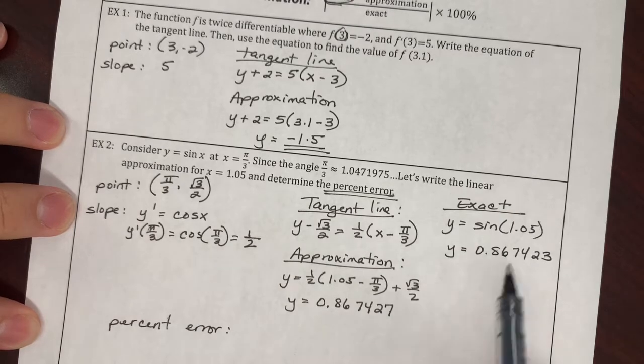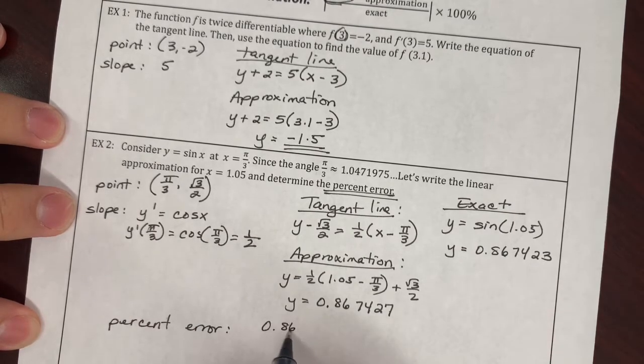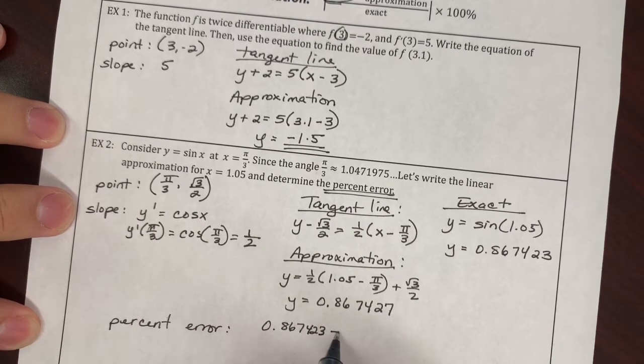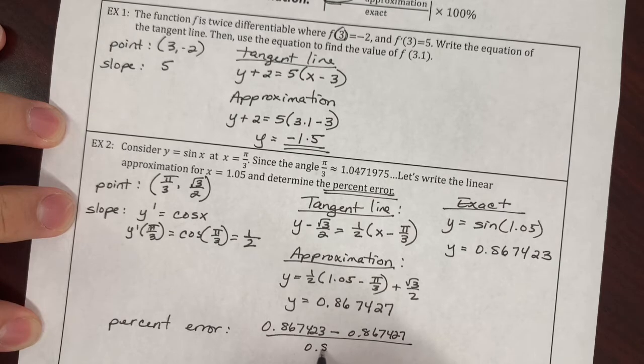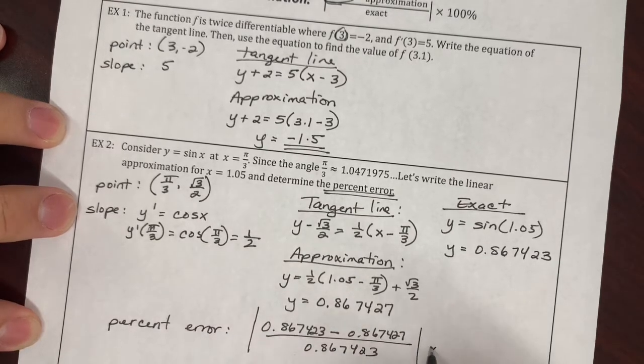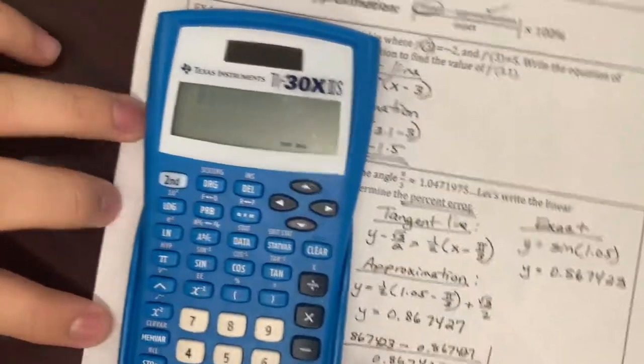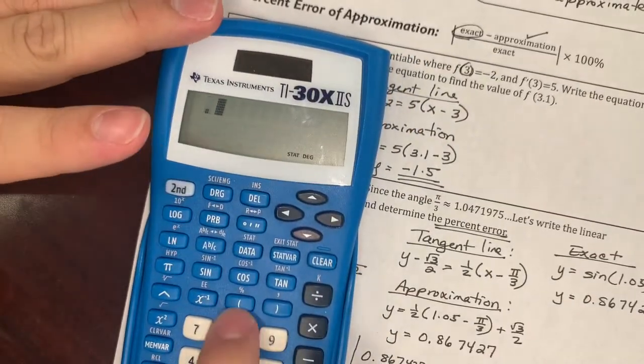I just got to go ahead and put my exact value, so 0.867423 minus 0.867427 divided by the exact value again, 0.867423. Take the absolute value of that, multiply it by 100%. So a lot of typing, but we'll get it done.